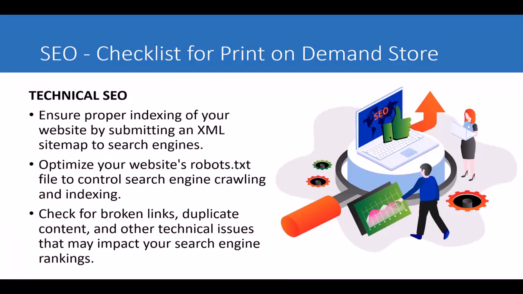Now another aspect you need to have in mind has to do with technical SEO. This has to do with so many things, including making sure that your XML sitemap is submitted to Google and other search engines, and that you also optimize your website's robots.txt file to control search engine crawling and indexing. Check for broken links, duplicate content, and other technical issues that may impact your search engine rankings.